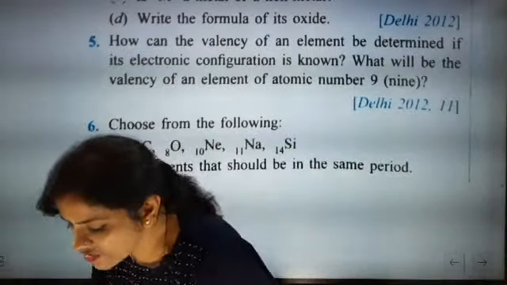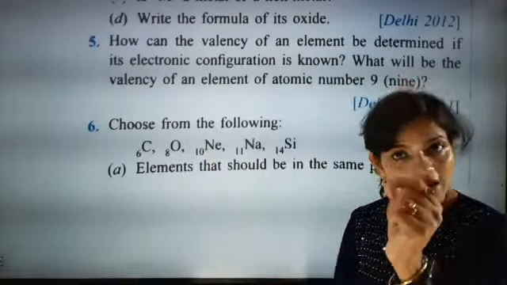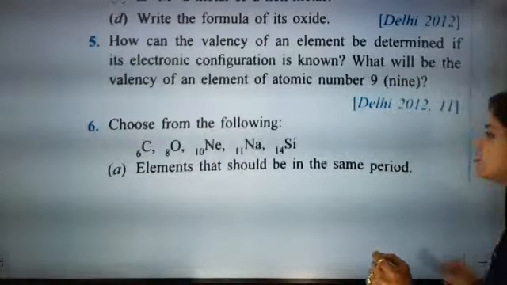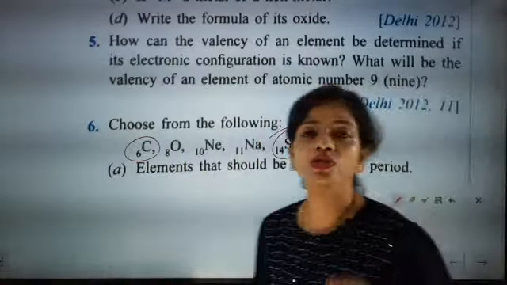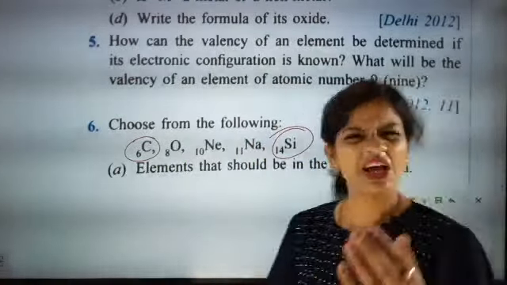Absolutely, Kamya, that was a very quick and correct answer. Which one belongs to the same group? The correct answer is this one. Carbon and silicon belong to the same group. Why? Because they gave you the answer.